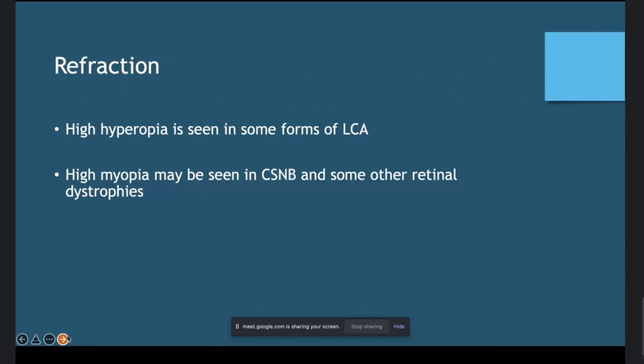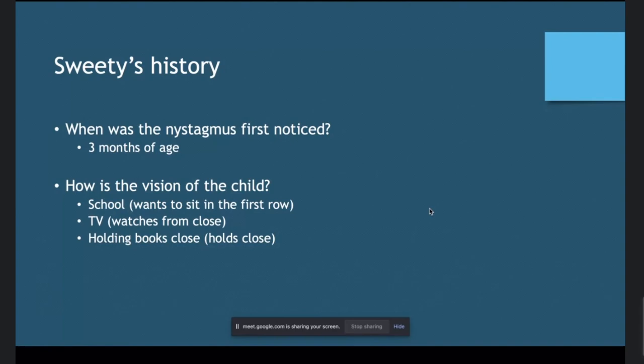Okay, now all these questions we learned, right? We just went through them. So we're going to apply these questions to this first girl we saw, called Angeline Sweetie. Now we're going to go through Sweetie's history. When was the nystagmus first noticed? At 3 months of age. How is the vision of the child? The parent says, Sweetie wants to sit in the first row. She watches TV from close and holds the book close.